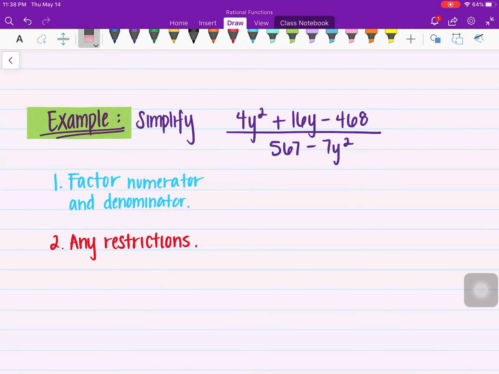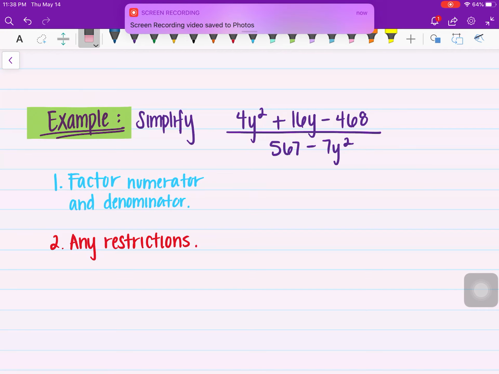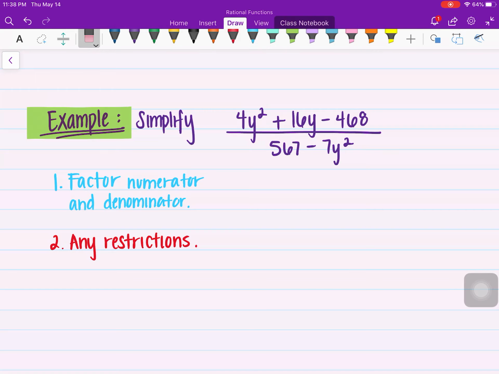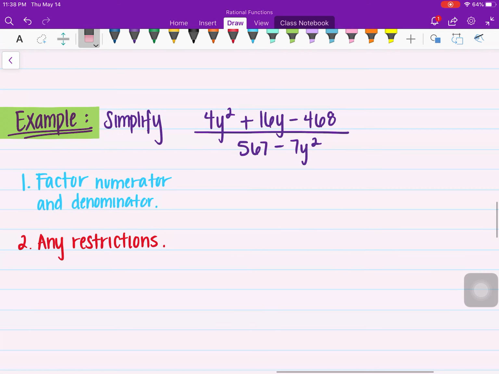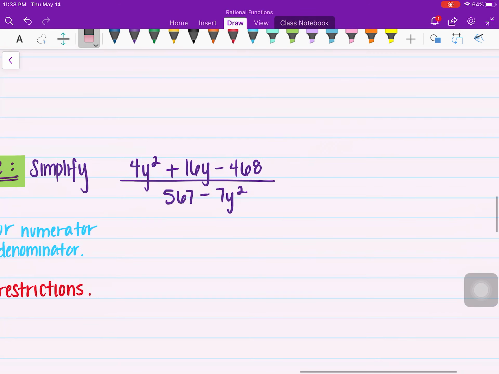Alright, you guys, so let's go ahead and get started on this example here. This example will be taking just a few more steps than the previous ones. So starting off, we do want to go ahead and factor both numerator and denominator here. So let's go ahead and get started.